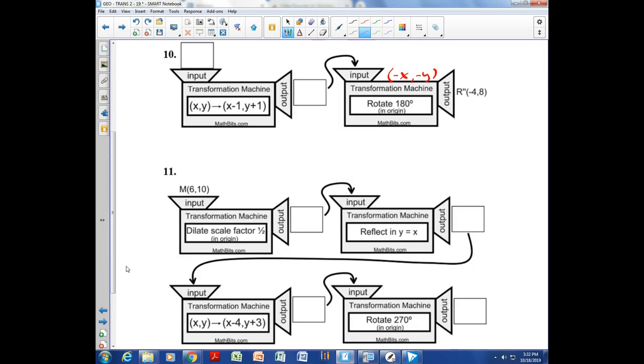So if we take R double prime and we put it through a rotation of 180, or even if we go backwards, it's the same thing. It's going to become a positive 4 and a negative 8. We're just going to switch the signs.